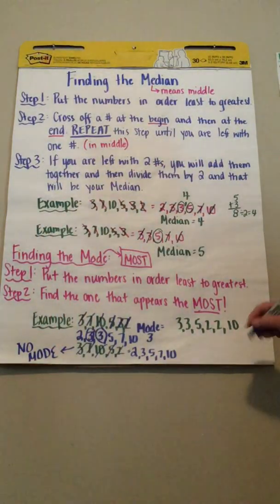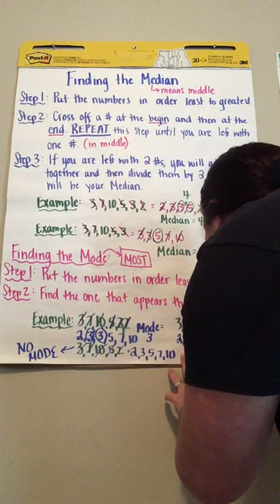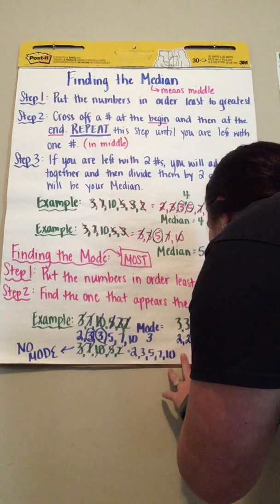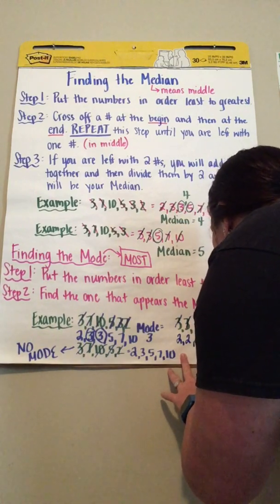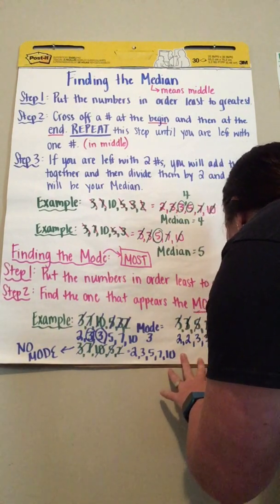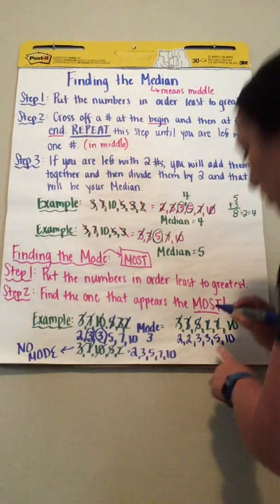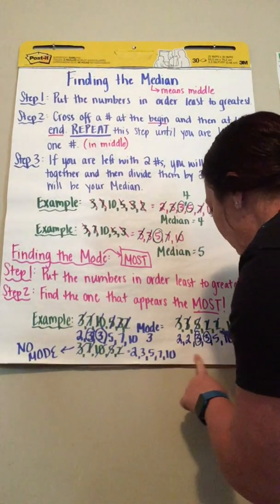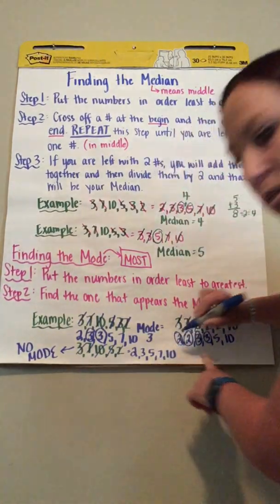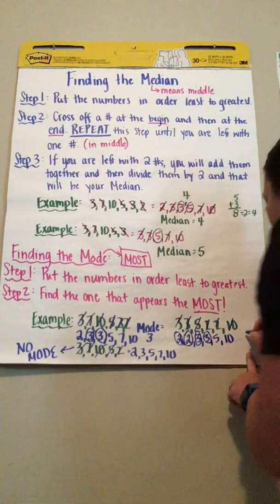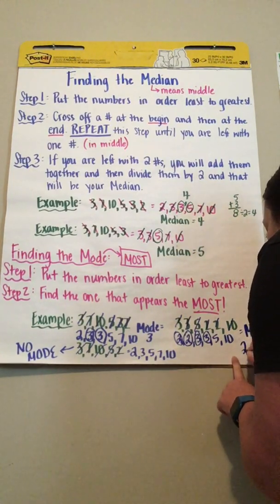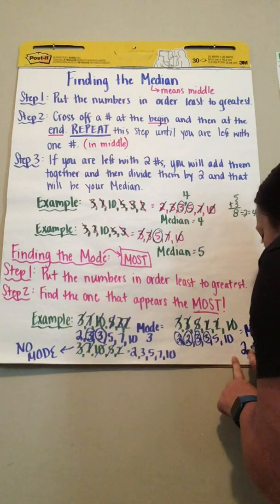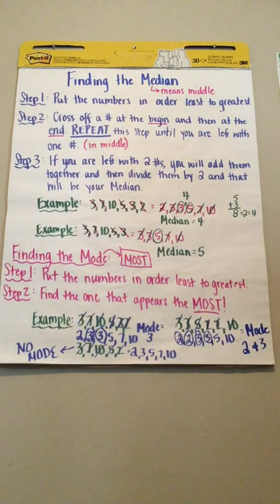All right, and then this one over here, putting them in order again, we have 2, 2, 3, 3, 5, and 10. All right, so in this one, we have 3 appears 2 times and 2 appears 2 times. So our mode for this one is 2 and 3. So if you have two numbers that appear the same amount of times, then that will be your mode for that set.